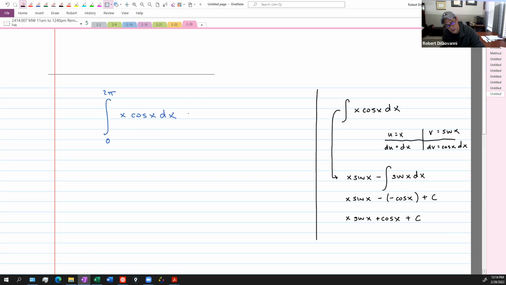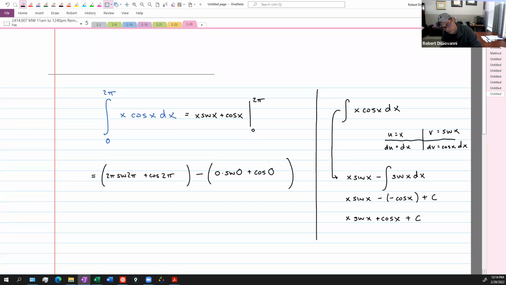So then I come back over here and I say, okay, what I need to do is take x sine x plus cosine x, evaluate it at 2 pi and at 0, and subtract. As long as I've been doing this, I've always liked to do 2 big sets of parentheses where I first plug in the 2 pi and then plug in the 0 and just keep them separated. So this is 2 pi sine 2 pi plus cosine 2 pi, and then minus 0 sine 0 plus cosine 0.